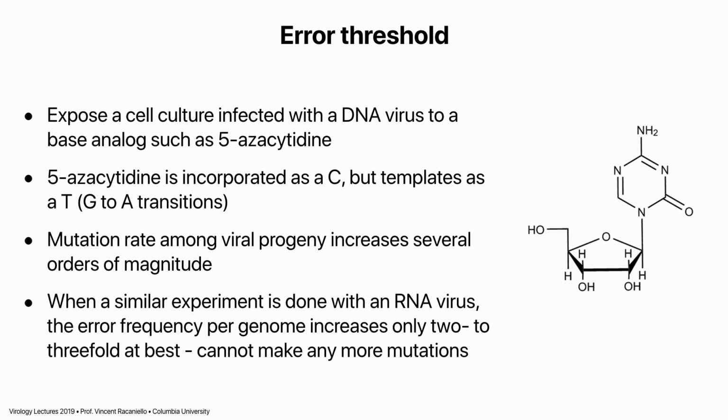When you do a similar experiment with an RNA virus, which I'm going to show you in a moment, the error frequency can only increase 2 to 3-fold, not several orders of magnitude as for the DNA virus, only 2 to 3-fold. It's already got so many mutations in the genome, that's what the quasispecies is, that you just increase those numbers of mutations by 2 to 3-fold, and now you lose infectivity. How do we know this?